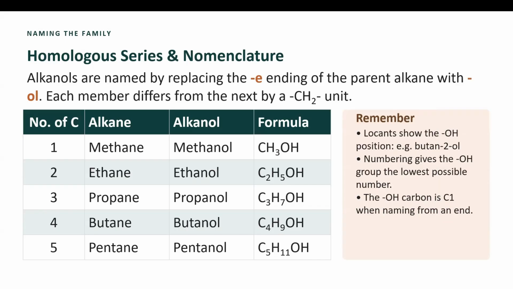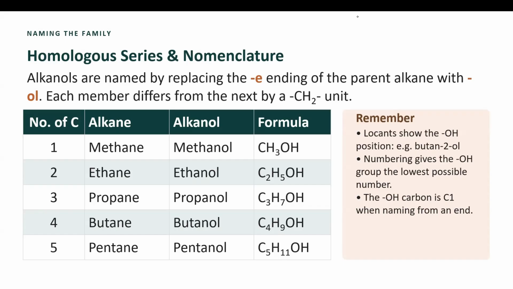Remember, locants show the OH position. Example, butan-2-ol. Numbering gives the OH group the lowest possible number. The OH carbon is C1 when naming from an end. Very good. I'm going to explain what these 3 mean, but before I do that, you don't have to mention the minus in minus OH.